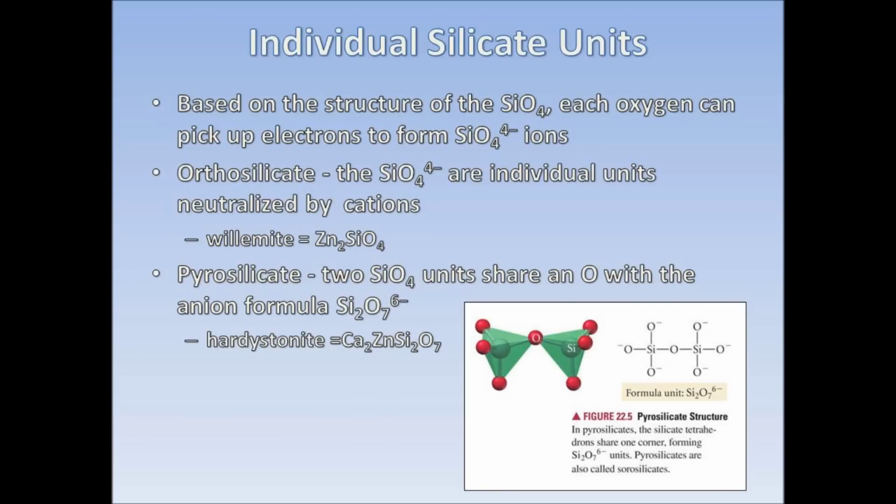In some cases, 2 silica units will share 1 oxygen atom, having 7 oxygen atoms total instead of 8, and will gain 6 electrons to fill their oxygens' octets. Substances formed by these silicate ions with cations are called pyrosilicates.